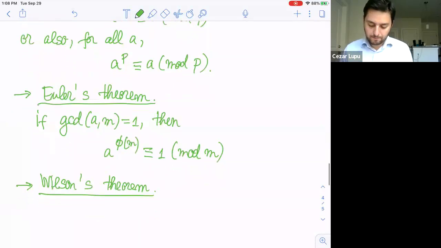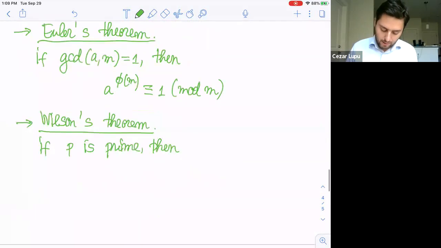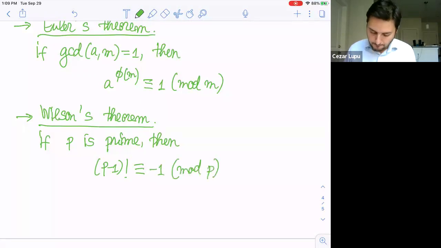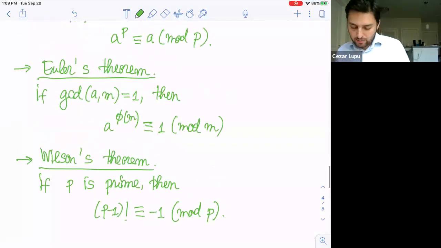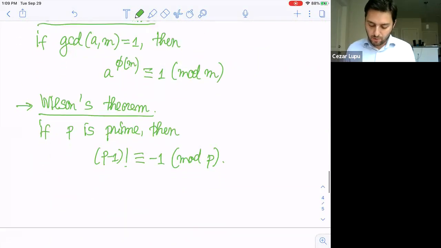Which says the following. It says that if P is a prime, then we will have that (P minus 1) factorial plus 1 is congruent with 0 mod P, or you can say that (P minus 1) factorial is congruent with negative 1 mod P. Okay, and now I'm going to stop here with the theory, because I would like to do some problems as well.